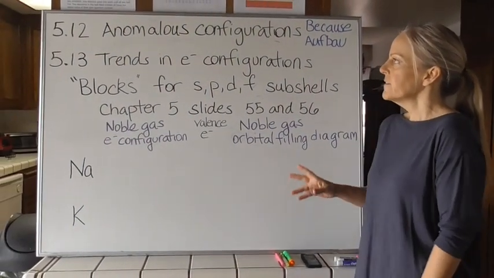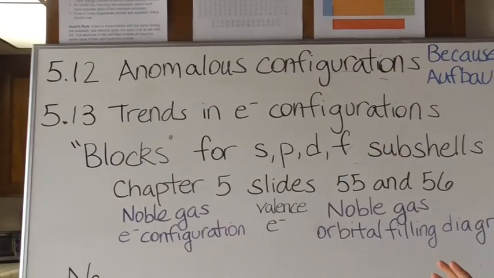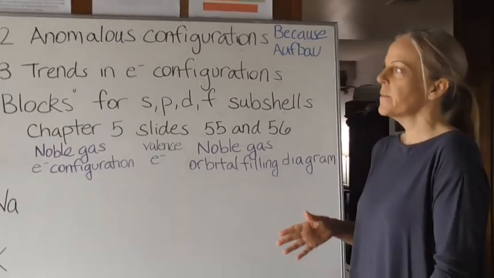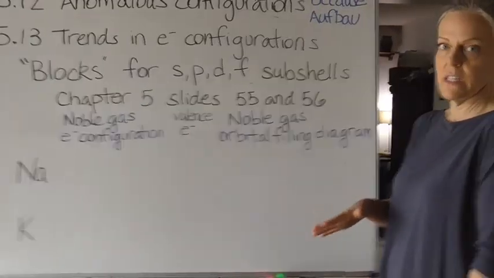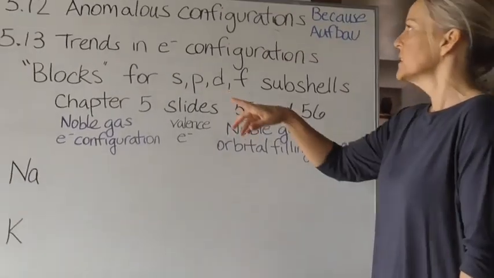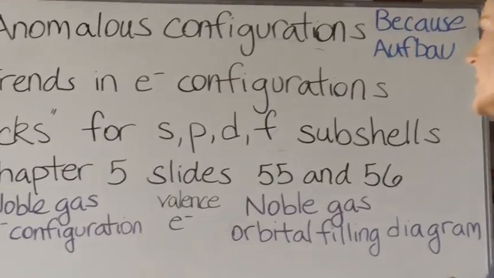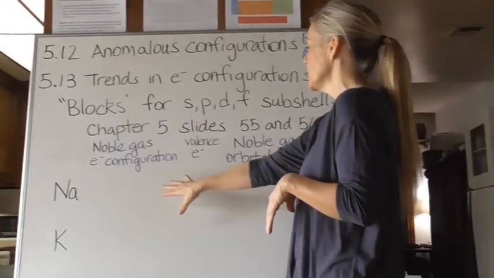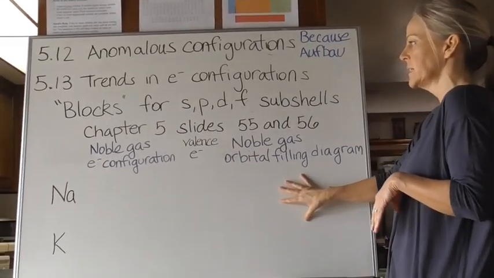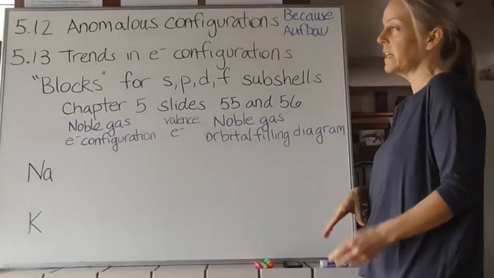So in 5.12, the only thing I need you to know for that little section, I would like you to read it just so you kind of have an understanding, but what I need you to know is anomalous configuration just means that it doesn't follow the rules that we've been talking about and the rules that we're going to use for writing these. So it doesn't exactly look like we would predict it to look like.